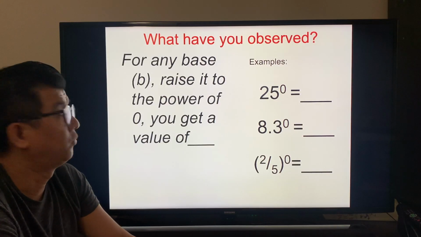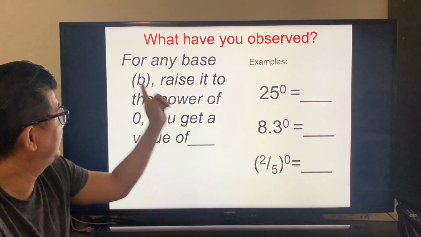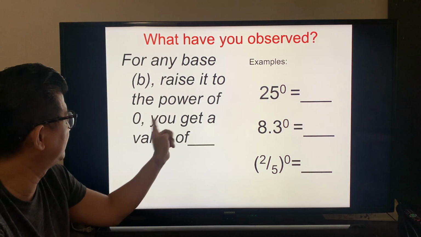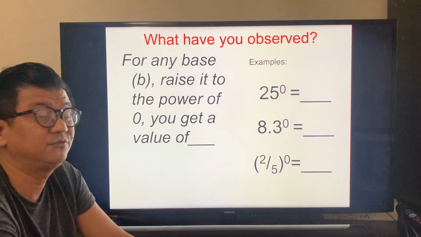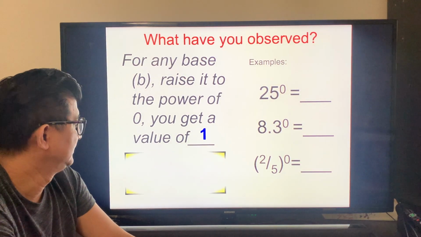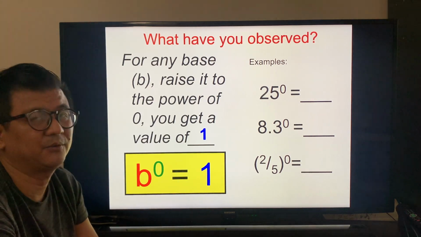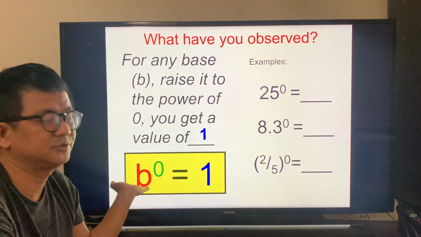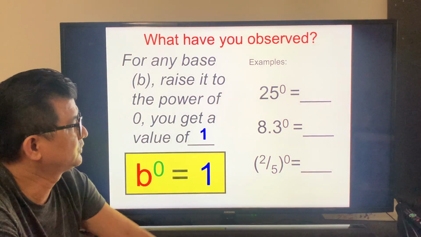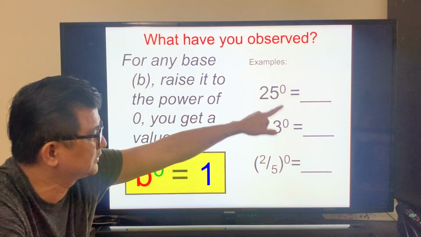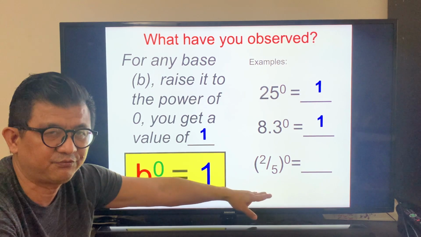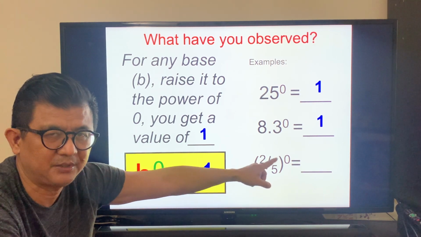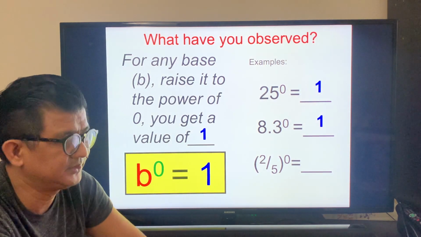Next, what have you observed? For any base, b, raised to the power of 0, remember our previous example, you get a value of 1. So therefore, b to the 0 power is always 1. b could be any number. So 25 to the 0, don't be scared, that's a 1. 8.3 to the 0 power, that's a 1. Even though it's a fraction or a decimal, raised to the 0 power is always equal to 1.